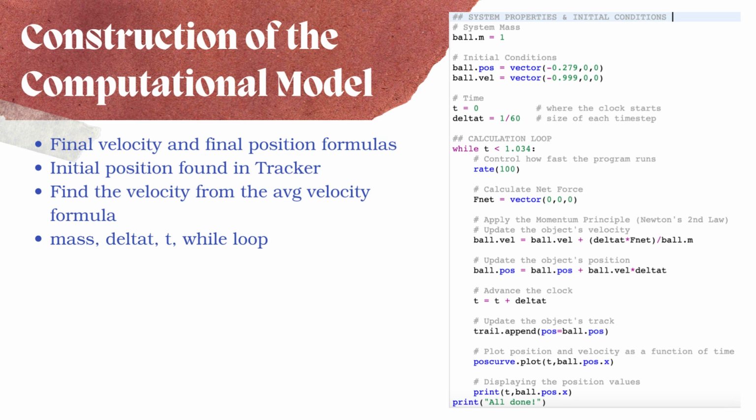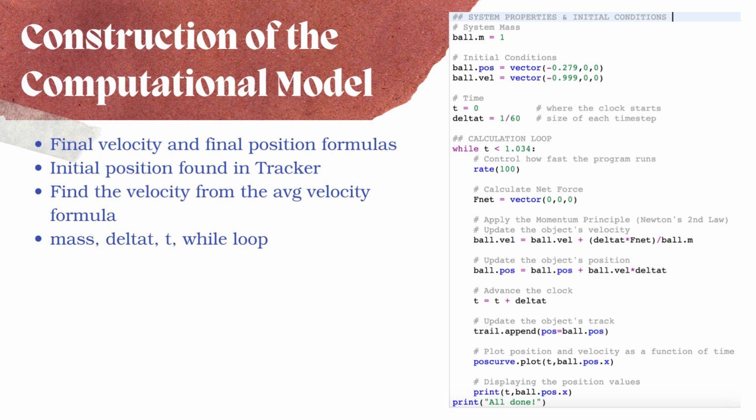I then constructed a computational model of the theoretical movement of the line through GlowScript. In the code, I incorporated the final velocity and position formulas previously mentioned in a while loop. For the initial position in the code, I used the position found at 0 seconds in Tracker. I then found the average velocity through the time interval also given by Tracker and was able to plug both of those values into the starter code which was given to us in the lab assignment.